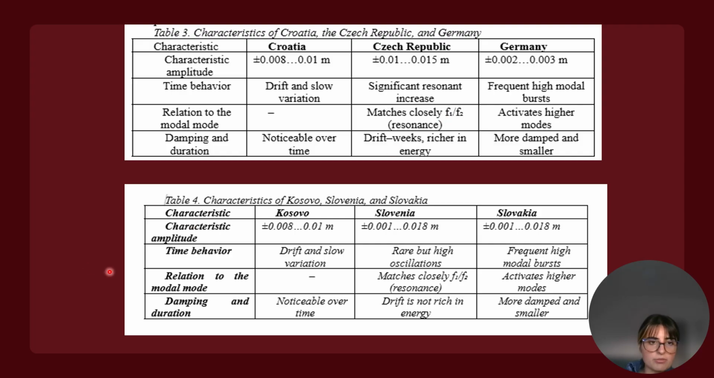In Table 4, we are presenting the data where Kosovo's amplitude ranges in moderate, while Slovenia and Slovakia have wider ranges. The time behavior shifts from slow drifts in Kosovo, to rare but high oscillation in Slovenia, and to high model bursts in Slovakia. For the relation to the model, for Kosovo we don't have data. For Slovenia, it matches closely to the resonance, and in Slovakia, it activates higher models. The damping and duration is noticeable over time in Kosovo, more damped and smaller in Slovakia, and the energy drifts in Slovenia.